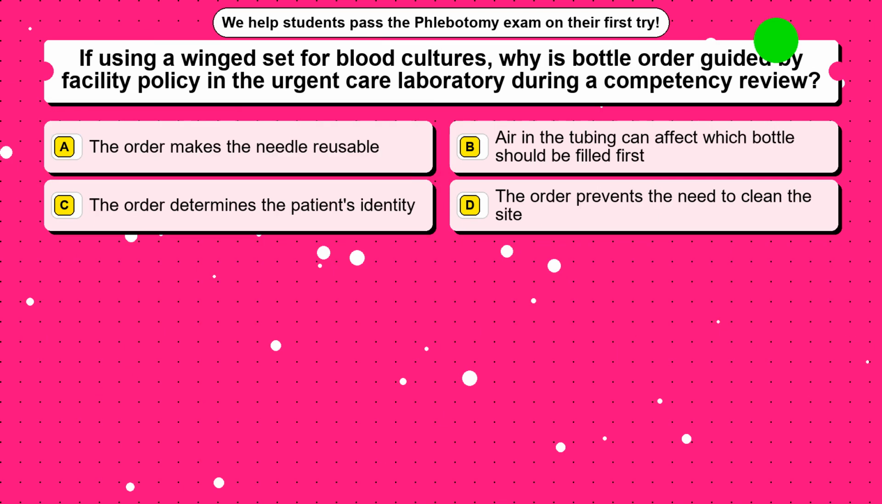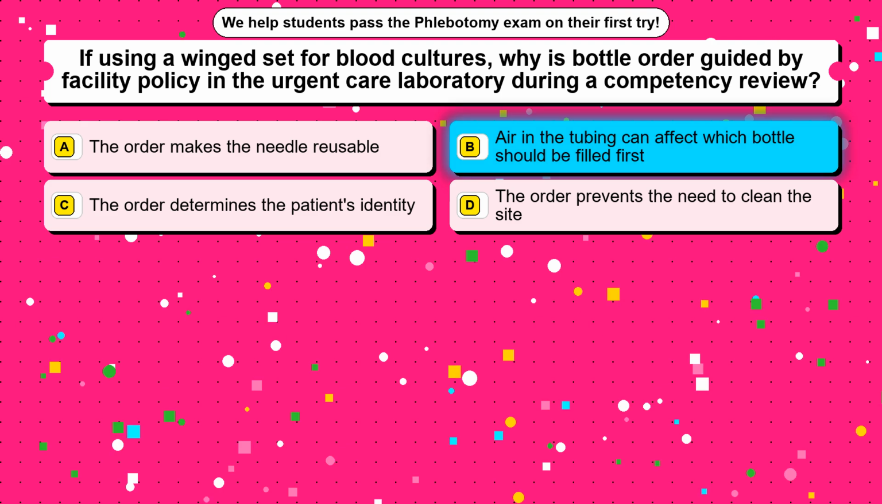Question 75. If using a winged set for blood cultures, why is bottle order guided by facility policy in the urgent care laboratory during a competency review? Option A. The order makes the needle reusable. Option B. Air in the tubing can affect which bottle should be filled first. Option C. The order determines the patient's identity. Option D. The order prevents the need to clean the site.